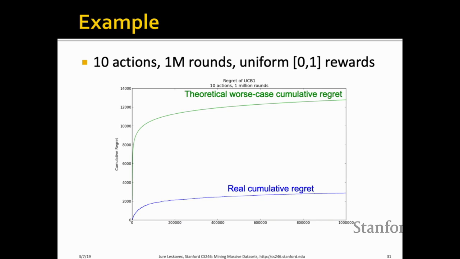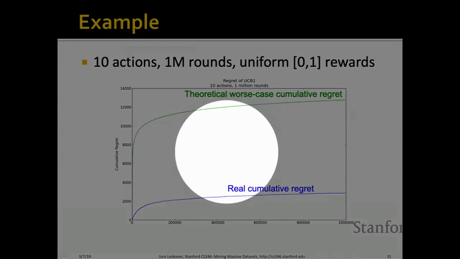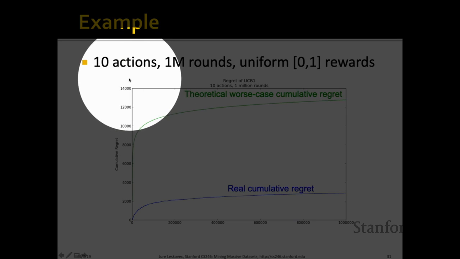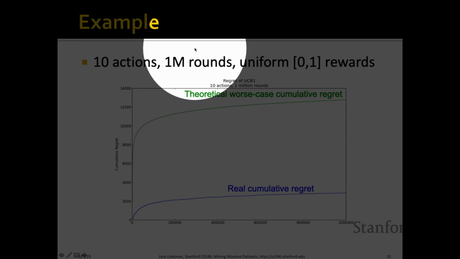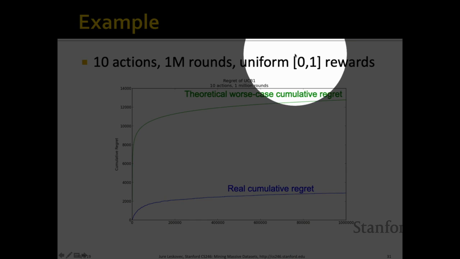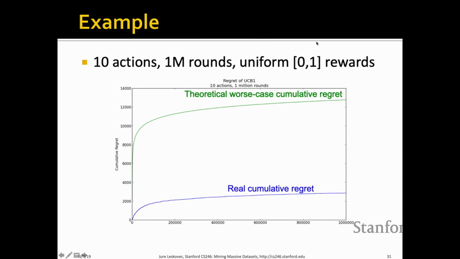So let's take this example where k is equal to 10, so we have 10 different arms. We run the simulation for a million rounds, and we have a uniform distribution that gives us rewards of 0 or 1. The interesting thing is that the upper bound from the theoretical result that we've seen before goes up to around 14,000, but in reality, the real cumulative regret plateaus very quickly, around 2,000.